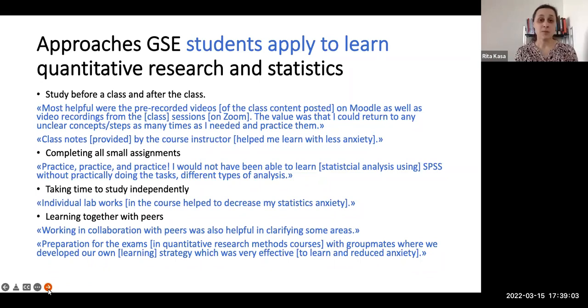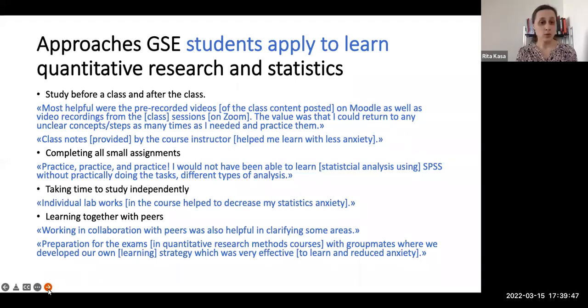The second tip that students gave was that what really helped them learn and get anxiety under control was completing all small assignments. The student says here, practice, practice, and practice. I would not have been able to learn statistical analysis using SPSS without practically doing the tasks, different types of analysis. Then also taking time to study independently was important. As the student said, individual lab work in the course helped me to decrease my statistics anxiety. And finally, learning together with peers was also recognized as a very valuable approach.